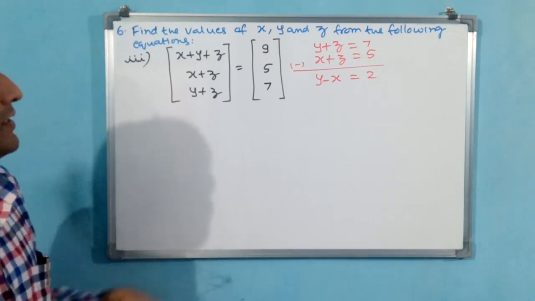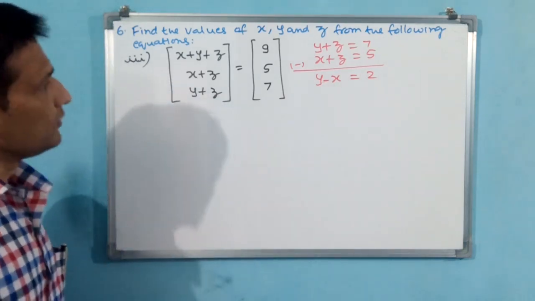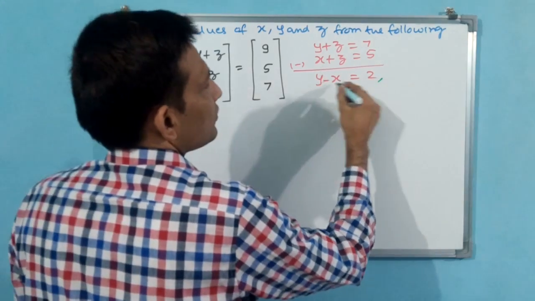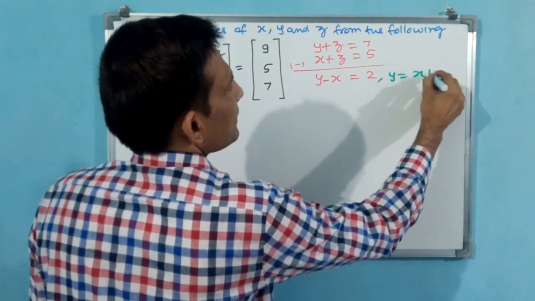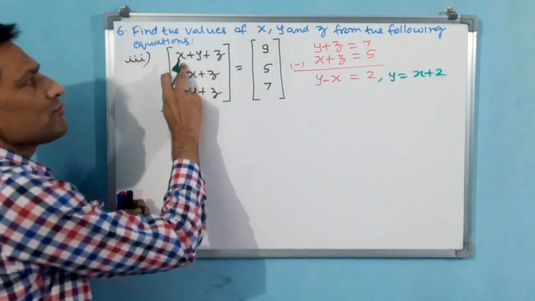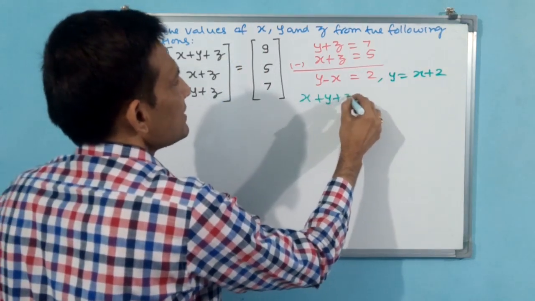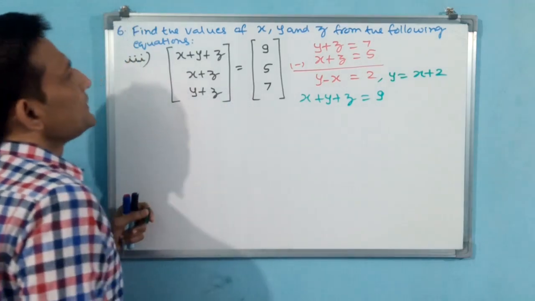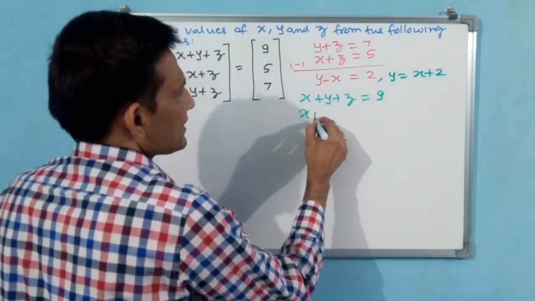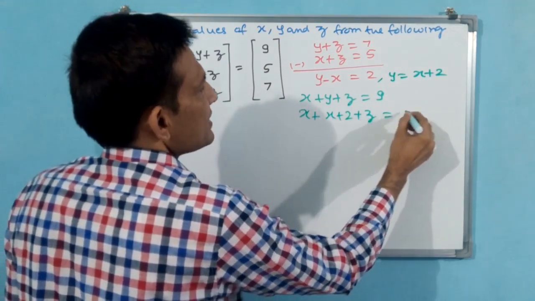Okay, how? See, y is equal to x plus 2 you can write. That you do now. Write down. With this equation, you also can write y is equal to x plus 2. That's all. Okay, now this y is equal to x plus 2 is substituted in this. X plus y plus z is equal to 9. First you write down x plus y plus z is equal to 9. Okay. Then y is equal to x plus 2. Then write x plus, in place of y, x plus 2, plus z is equal to 9.